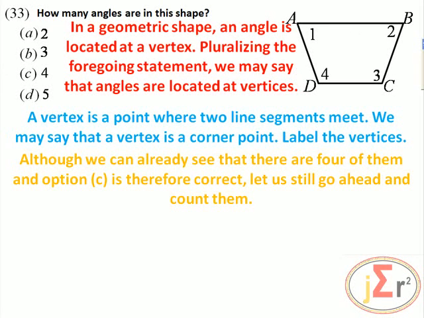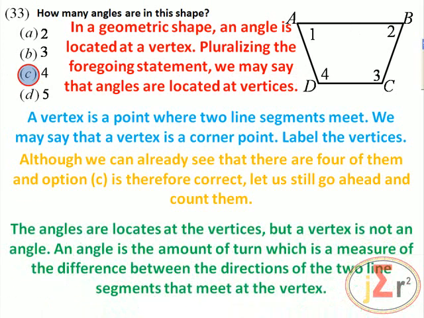We have how many vertices? 4 vertices. Option C is correct. The angles are located at the vertices, but a vertex is not an angle. An angle is the amount of turn, which is a measure of the difference between the directions of the two line segments that meet at the vertex.